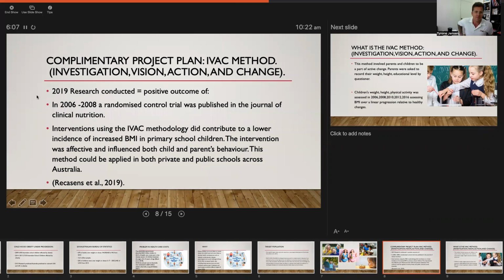Now, 2019 research conducted equated to a positive outcome. Between 2006 and 2018, a randomized controlled trial was published in the Journal of Clinical Nutrition. Interventions using the IVAC methodology did contribute to a lower incidence of increased BMI in primary school children. The intervention was effective in influencing both child and parent behaviour. This method could be applied in both private and public schools across Australia to help curb the problem.